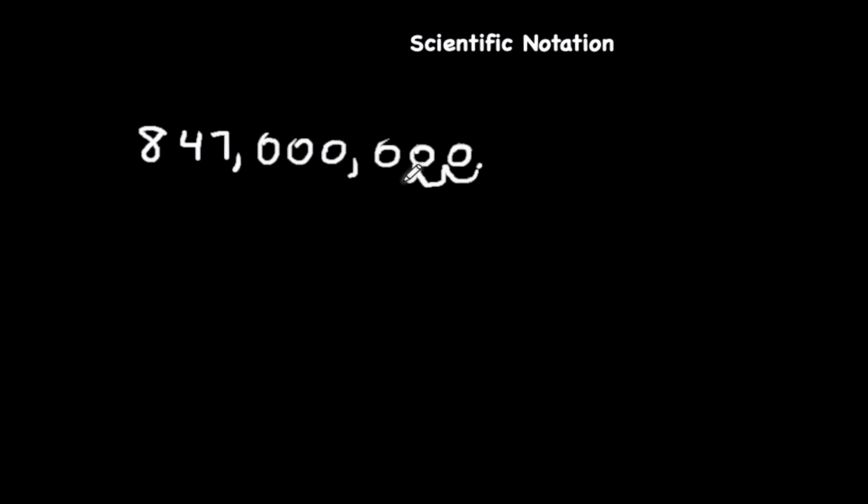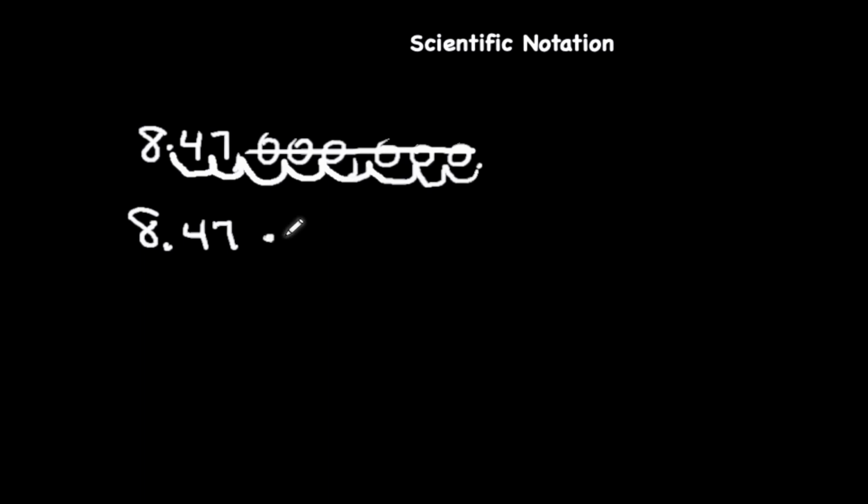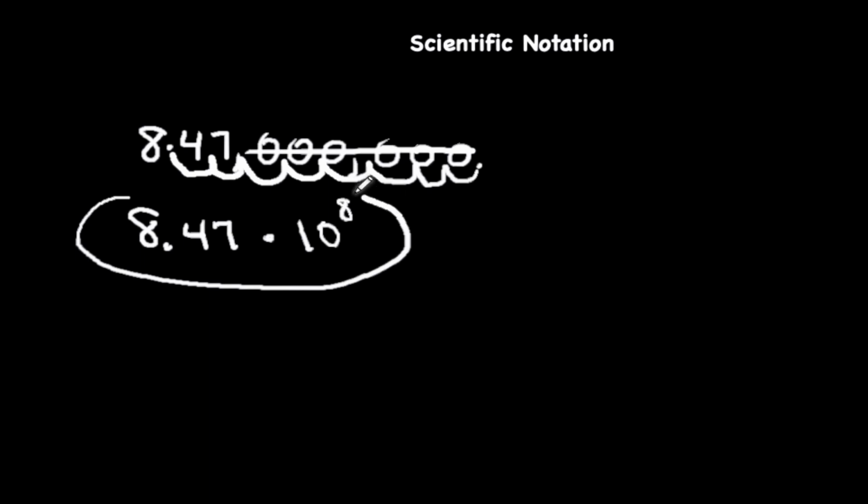So it looks like this: 1, 2, 3, 4, 5, 6, 7, 8. Right, so your decimal point is here. So all you're going to do is take 8.47, leave off your trailing zeros, and you're multiplying by 10 to the positive or negative power. So I hope you said positive power, right? Because we're working with a very large number, and the power is 8, because we moved a total of 8 spaces to the left. So that's your answer for that one.